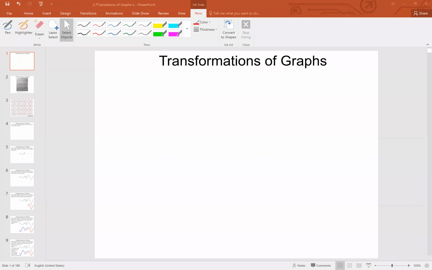Hello everyone, this is Professor Ma and this is the short lecture on the section on transformation of graphs. In the last few sections, we went through the basic graphs of algebraic functions, polynomials and rational formulas, specifically the relationship between the formulas and the pictures, the graphs.